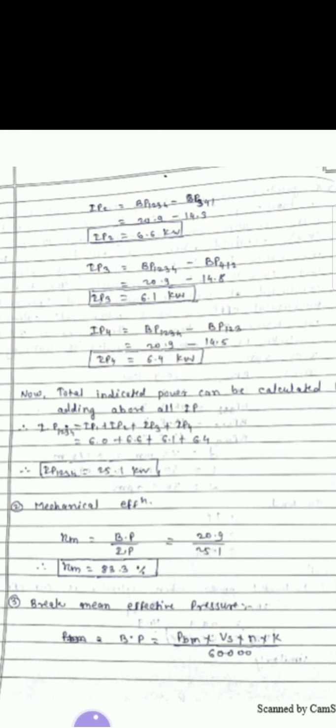Now what we require is the total indicated power. So what we have to do is just add all those 4 indicated powers which we got for the individual cylinders. That means indicated power for cylinders 1, 2, 3, 4 is equal to IP1 plus IP2 plus IP3 plus IP4. By the addition, we get the total indicated power, which will be 20.1 kilowatt. So this is our first unknown, indicated power.